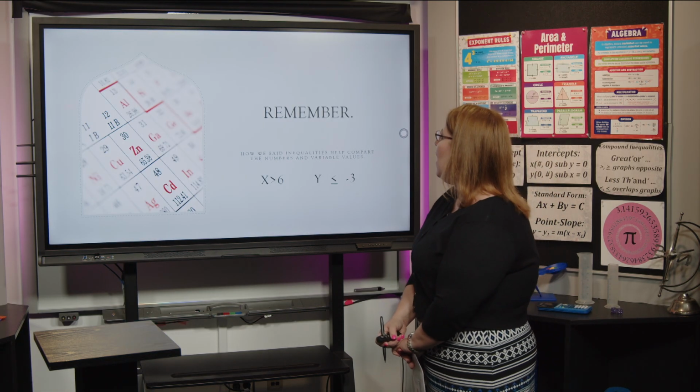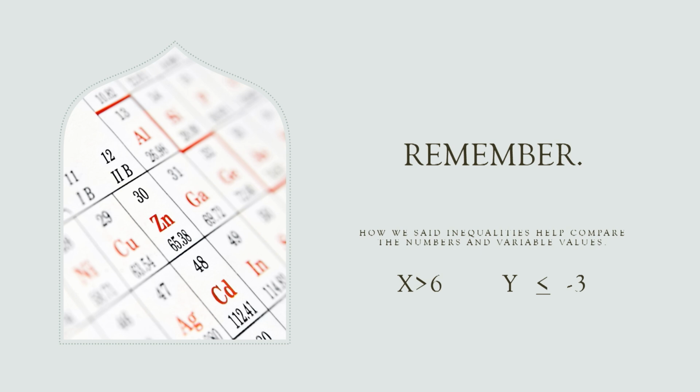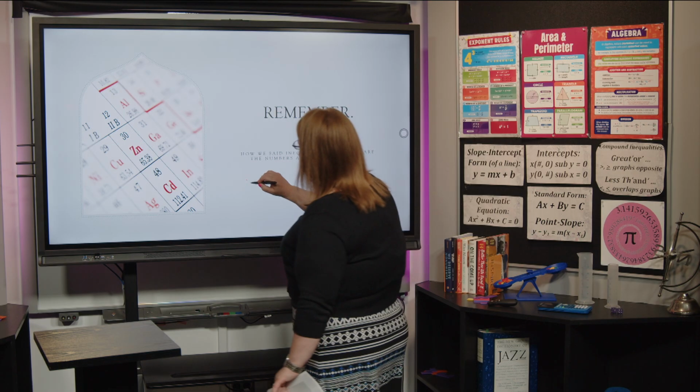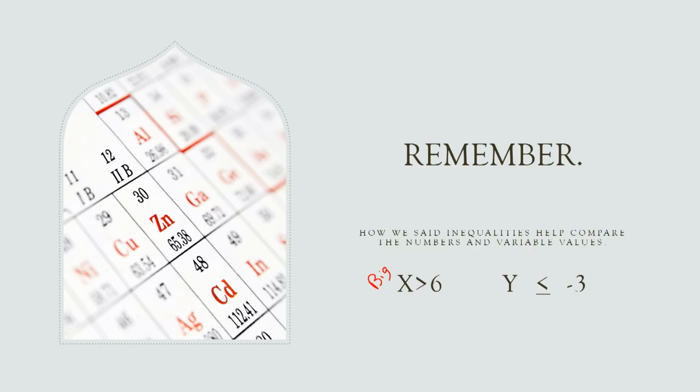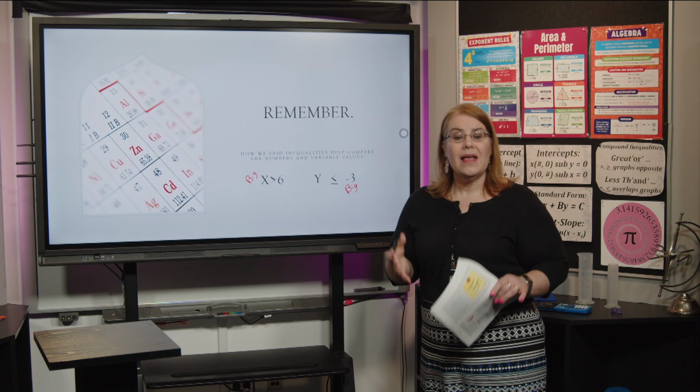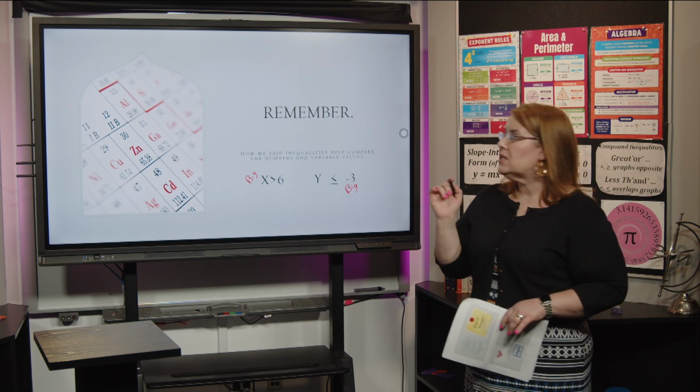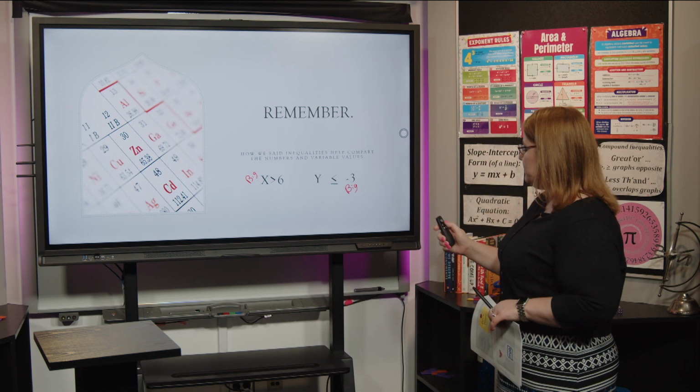So let's remember how we said inequalities help compare the numbers and the variables, like x is greater than 6 or y is less than or equal to -3. What we're saying is these are our bigger numbers, which is at the biggest part of my inequality symbol. That's where the bigger number is. So we need to make sure that we're remembering that.